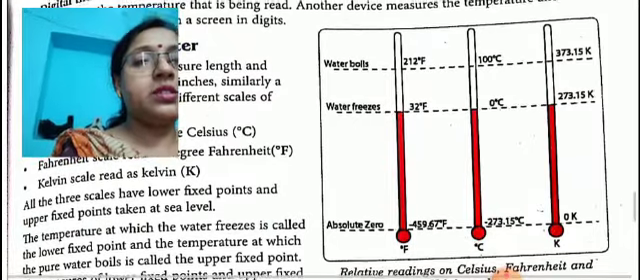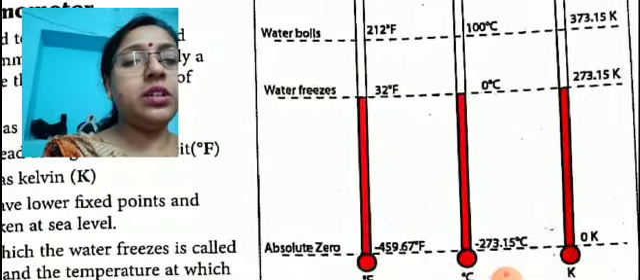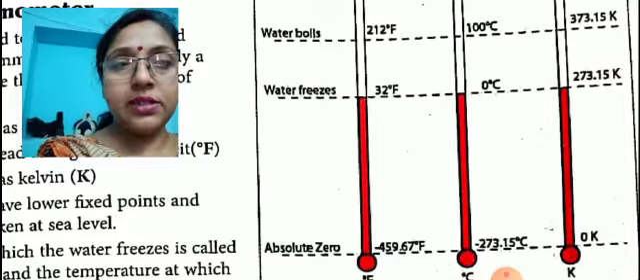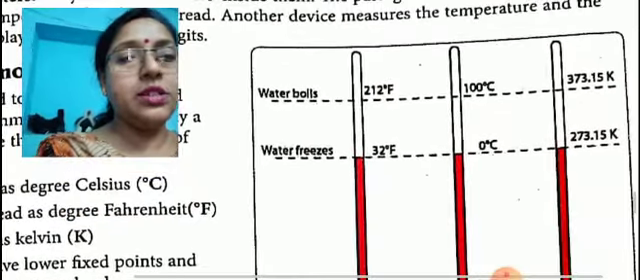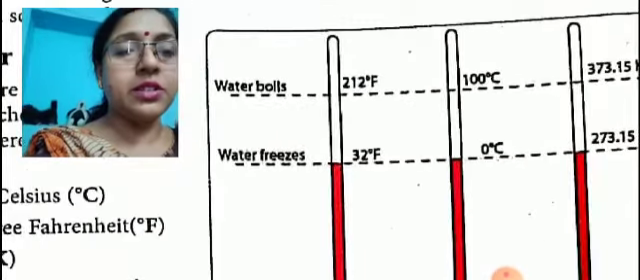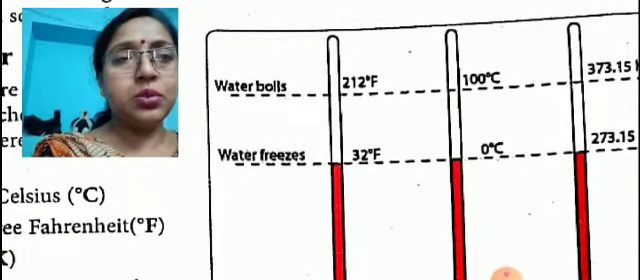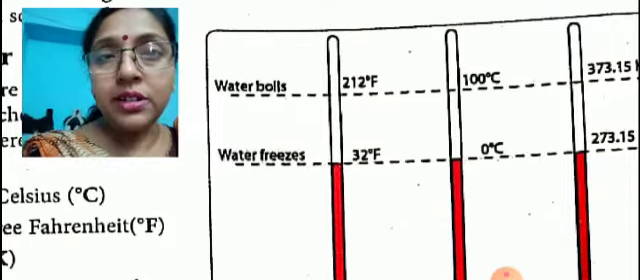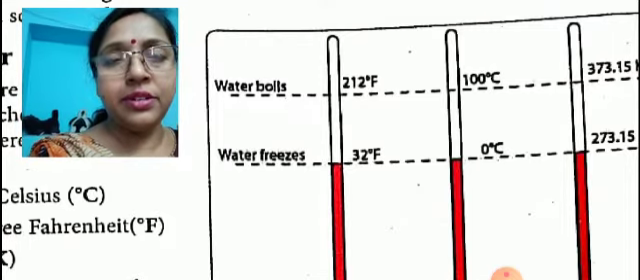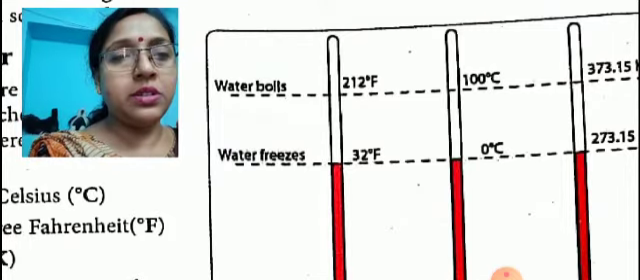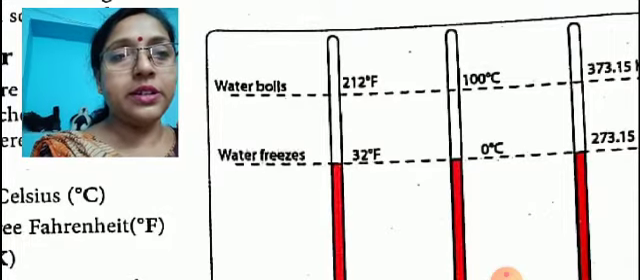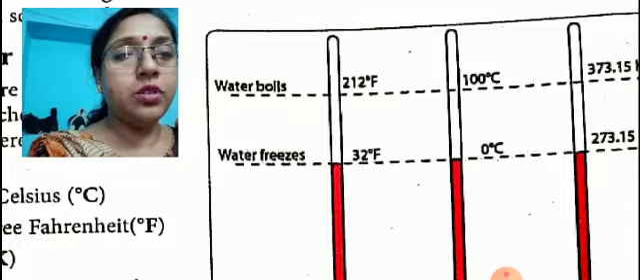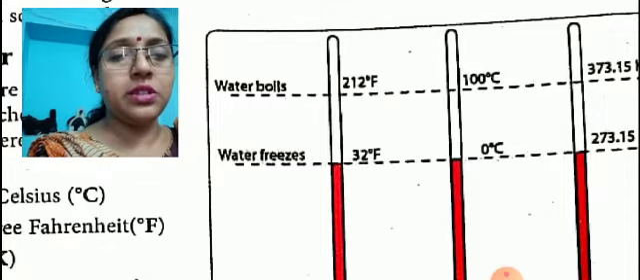Now here see the relative readings on the Celsius, Fahrenheit, and Kelvin scales. Come to this figure. The middle one is the Celsius scale, where water freezes at the lower fixed point, 0 degrees Celsius, and the upper is 100 degrees Celsius. In a scale there are divisions, and the reading generally starts from 0 degrees, the lower fixed point, and water boils at 100 degrees, the upper fixed point. So there are 100 divisions between them on the Celsius scale.